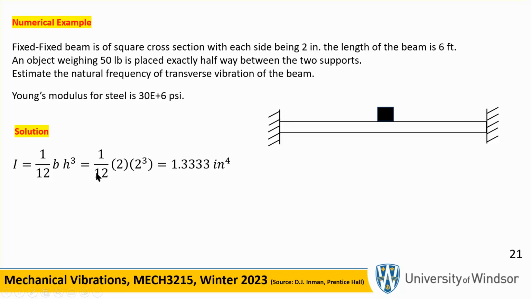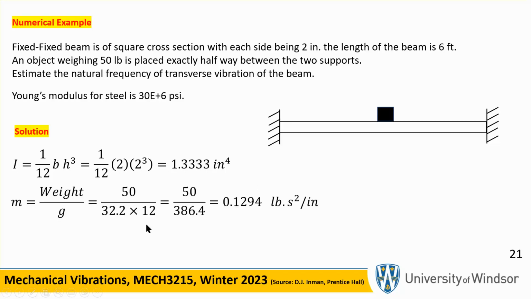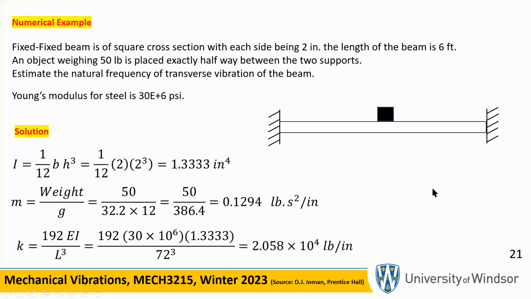It doesn't matter, B is 2, H is 2, so plug it in, and you're going to get this number. Now the mass is going to be the weight of 50 pounds divided by g in imperial units. If g is in feet per second squared, it's 32.2. But since I'm using inches here, PSI, inches, I have to multiply this by 12. So 50 divided by 386 is going to give you this weird unit, okay?